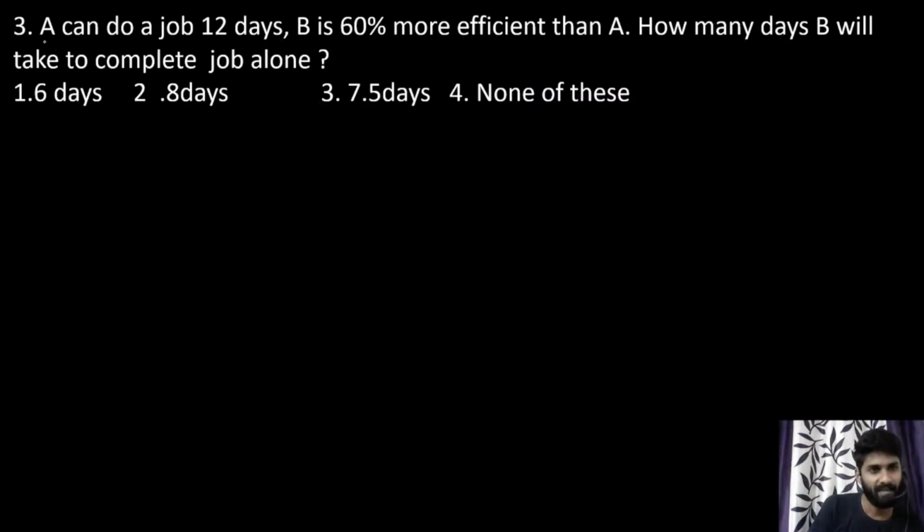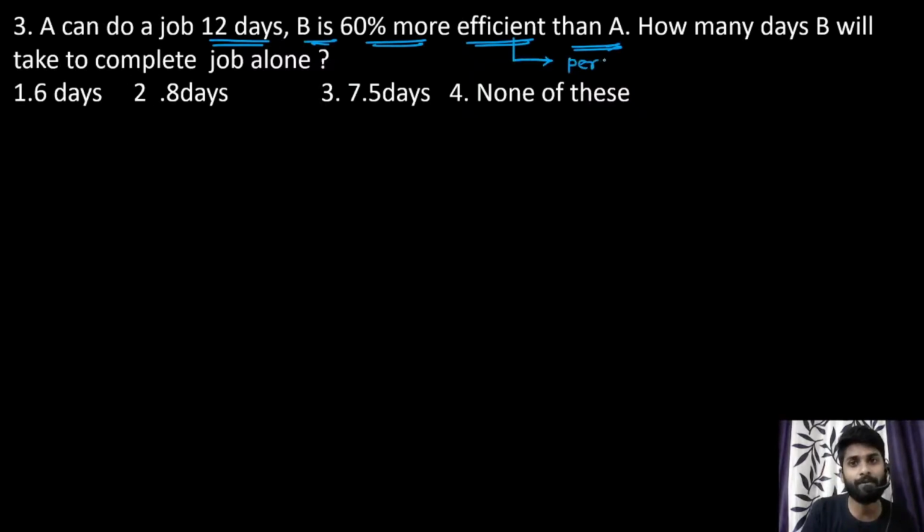Yes, now see, A can do the job in 12 days. B is 60% more efficient than A. What is the meaning of efficiency? It is the number of units performed per day. Efficiency means the number of units they perform per day.